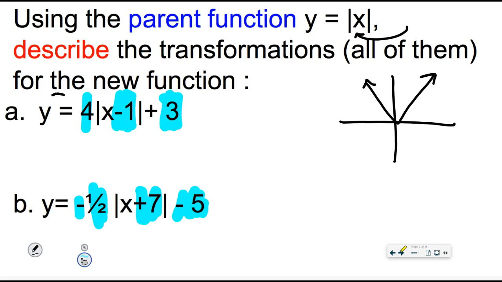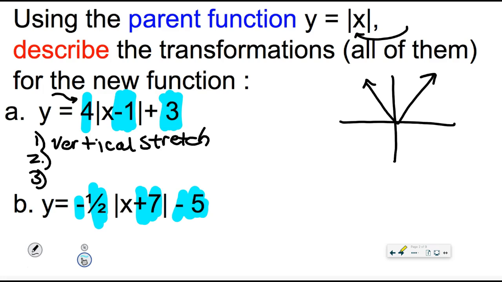The 4 out front. Shay, what do you think that does? It won't flip it because it's not negative. But what does that number out front do to it? She said the stretching. Yes, it's a vertical stretch. What that means is the y values will be 4 times as big. So instead of being at 1, 1, it's going to be at 1, 4, and it's really going to pull it and stretch it out and make it skinny. Okay, Leah?